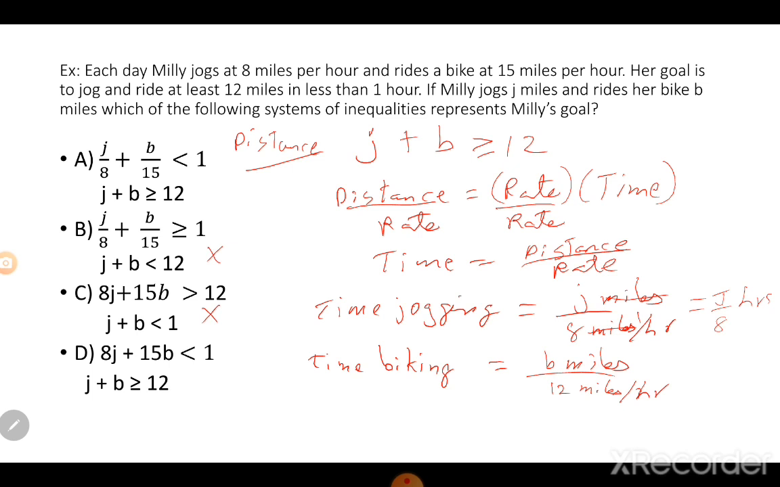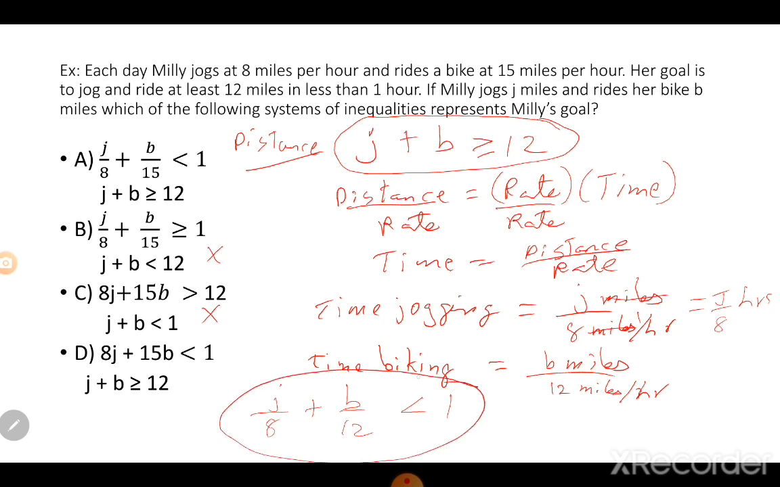All right, so she wants to spend less than 1 hour. So putting together the time that she spent jogging plus the time she spent biking, that must be less than 1 hour. Well, these two, the distance inequality and the time inequality, match answer A. Okay, so that's it for now.